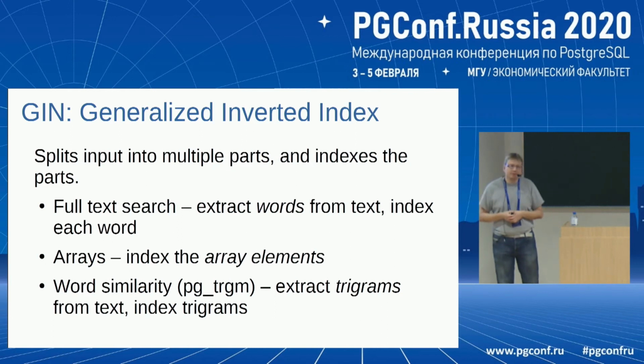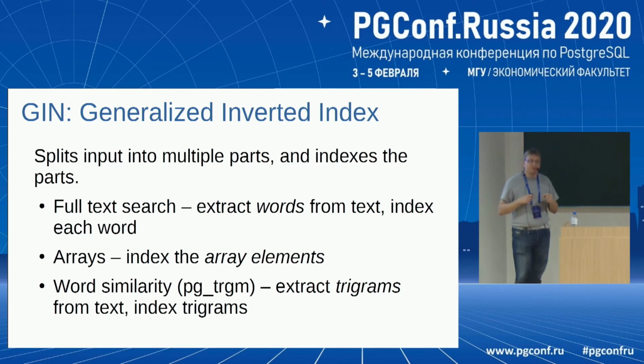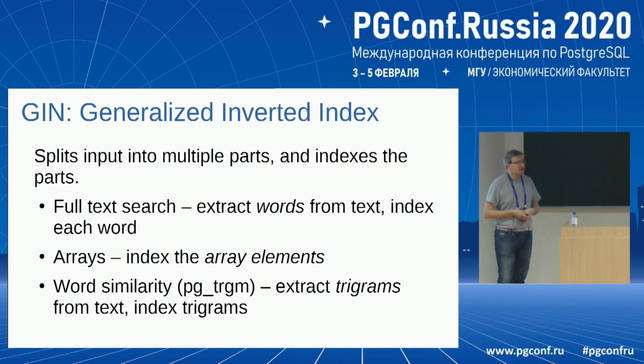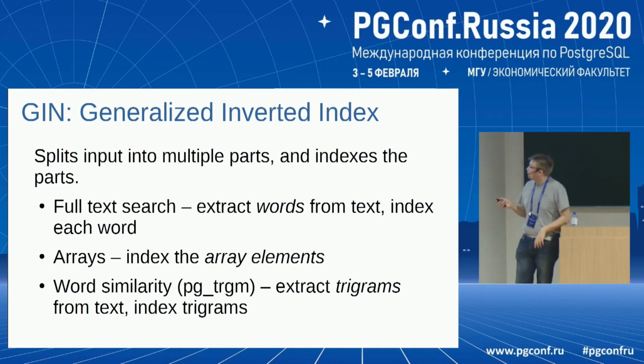The GIN index is typically used for full-text search and arrays. GIN indexes work so that you extract some kind of elements from your piece of data. Like for full-text search, you would split the text into words, and then you index each of the words separately. For arrays, you would index all of the array elements separately. And what you can then do is queries like, give me all the records that contain this word, or give me all the arrays that contain this element. And there's also plenty of other examples of where this might be useful.